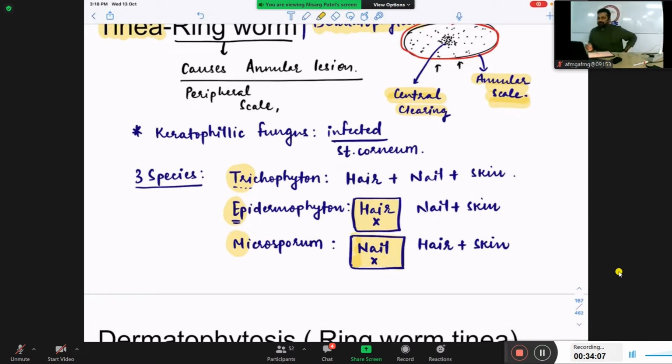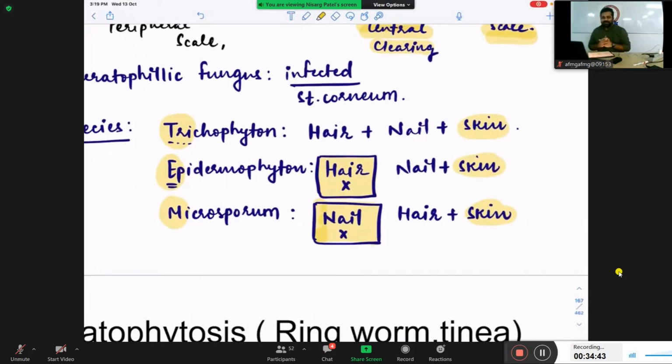So the MCQ point you should remember is that skin is involved in all three. They can make an MCQ like this: skin involvement is seen in all these fungi except, and they will put some third option. So Trichophyton, Epidermophyton, and Microsporum. In Epidermophyton, hair is not infected. In Microsporum, nail is not infected. And Trichophyton, remember from the tri, it infects all. Now tell me, looking at this, which fungus looks more aggressive? Trichophyton looks more aggressive.